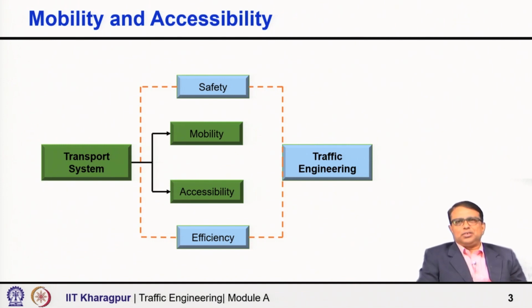Now, as I said, in traffic engineering the two key objectives are safety and efficiency. But if we look at transportation systems, what are the objectives the transportation systems aim to provide? Transportation systems aim to provide two things, mobility and accessibility. So, while the transportation system aims to provide mobility and accessibility, traffic engineering aims to ensure safety and efficiency. So, these are again coming to one common area. Let us talk about then mobility and accessibility.